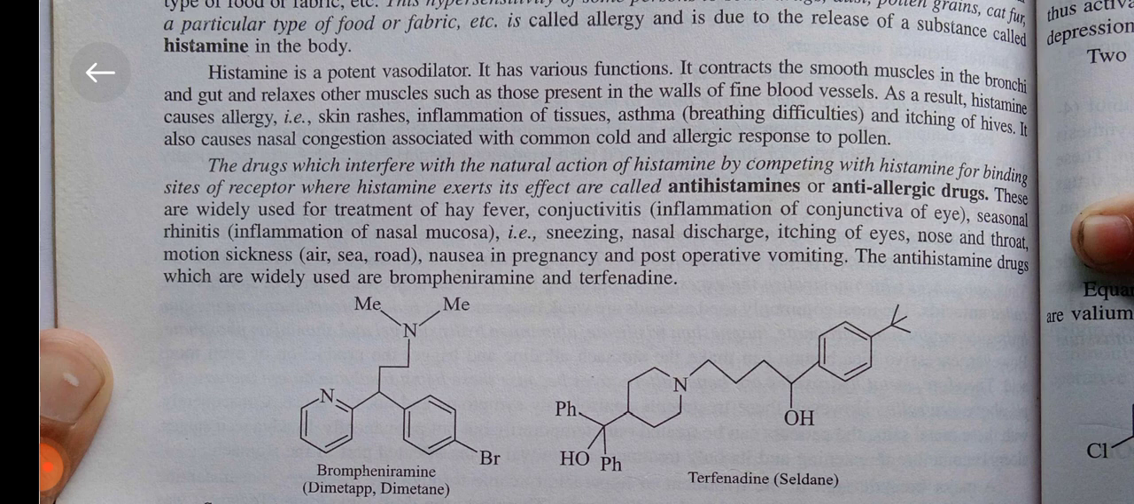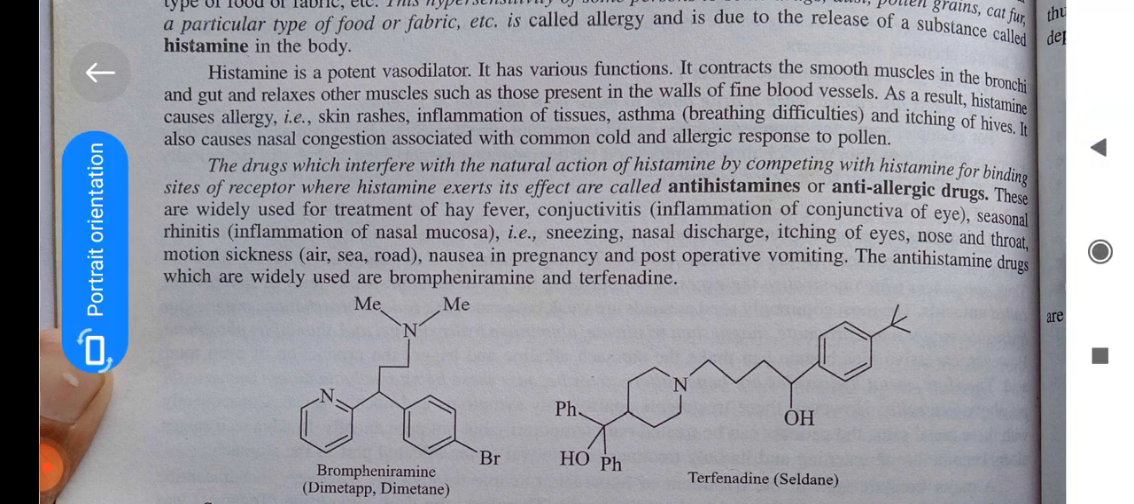These are widely used for treatment of hay fever, inflammation of the conjunctiva of the eye, sensational rhinitis, that is inflammation of the nasal mucosa, that is sneezing, nasal discharge, itching of eyes, nose, and throat, motion sickness, nausea in pregnancy and post-operative vomiting. The antihistamine drugs which are widely used are bromopheniramine and terfenadine.